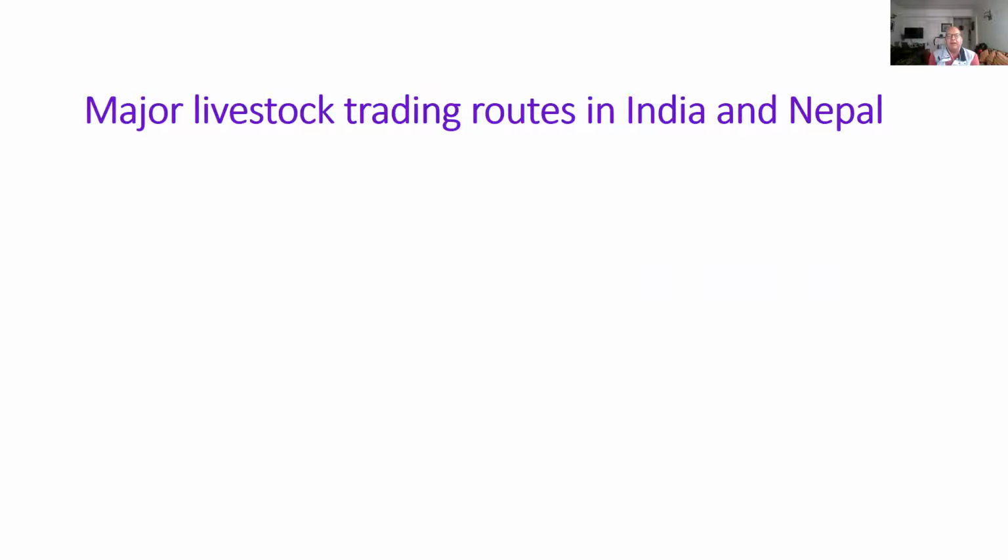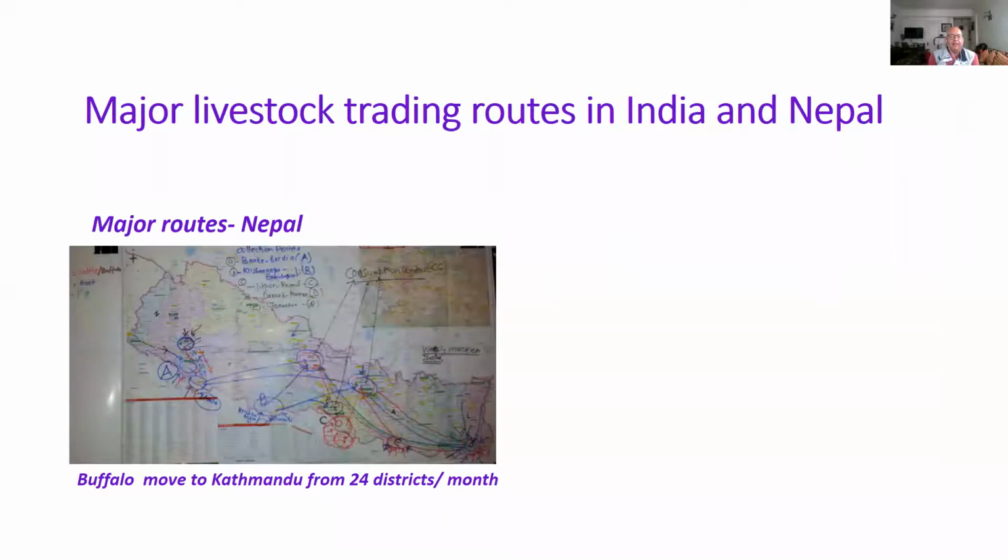I'll give you an example of how the animals are moved between Nepal and India. You have stakeholders, like market people and trade people. If you sit together, they know how the buffalo are moving to Kathmandu from 24 districts every month. This keeps on changing, but at the time of the outbreak in Jhapa, we sat together with all the people and had a meeting, and people started knowing what their routes were, what their illegal routes were. Sometimes they are not formal routes, and I'll come to the other slide.